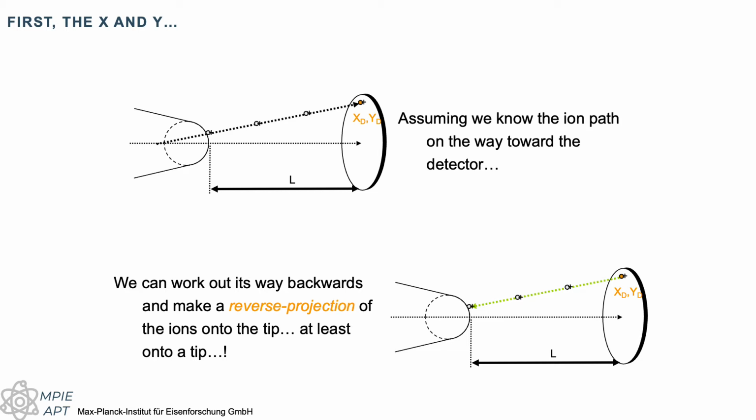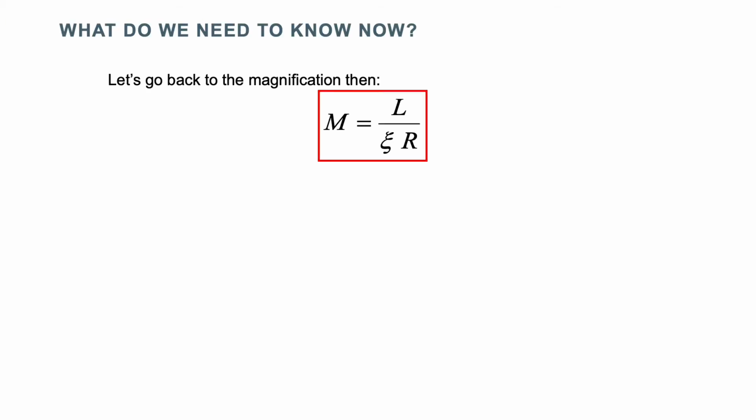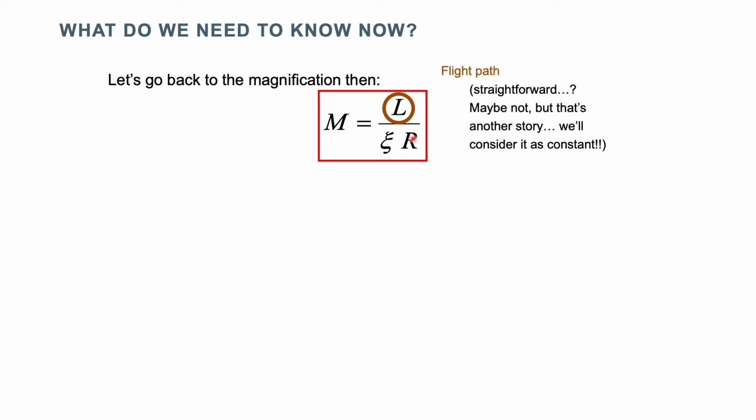All right, so we have XD, YD, and we assume that we know the projection law. So we're going to reverse project XD and YD onto a virtual emitting surface. We can use this magnification factor, the flight distance divided by the ICF times the radius. On a straight flight path instrument, it's quite straightforward. It's just the distance between the specimen and the detector. There's a few more complexities there, which we can go back to at a later stage.